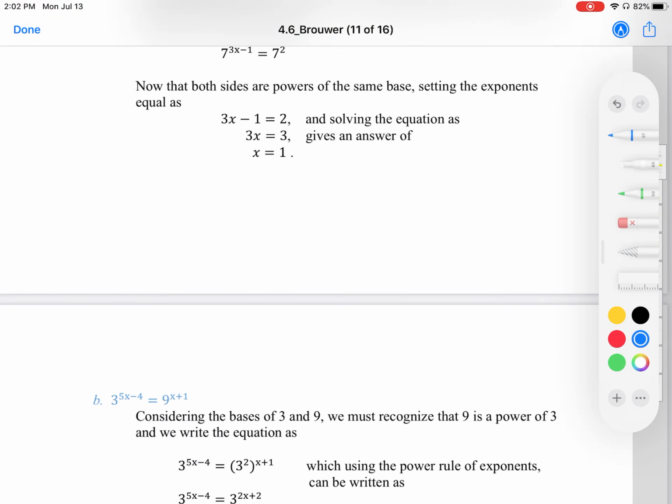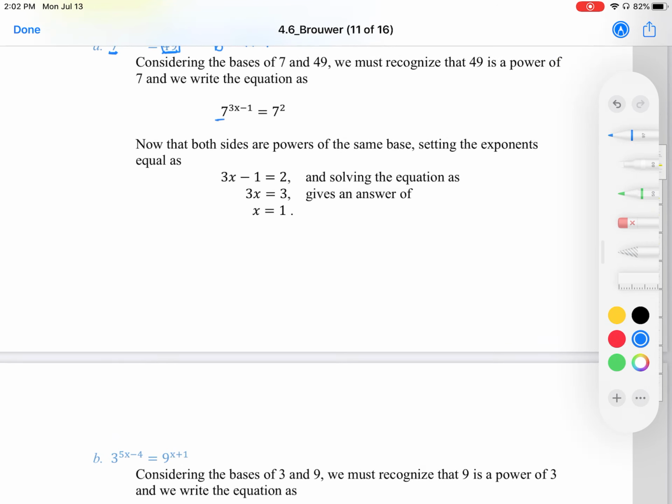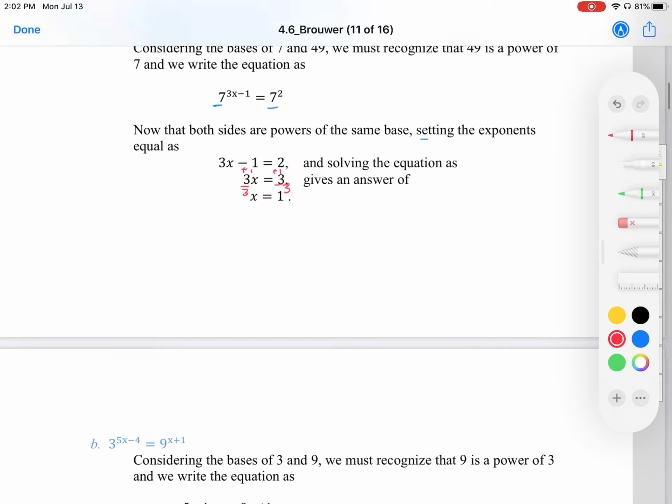Now that both sides have the same base, we see that we have a 7 and a 7, so we set our exponents equal to each other. So we have 3x minus 1 equals 2. Now we solve as usual. We add 1 to both sides, divide by 3, divide by 3. We get x equals 1. Let's continue with example B.